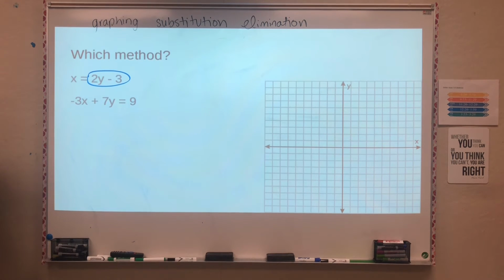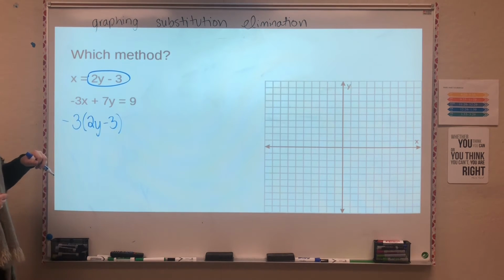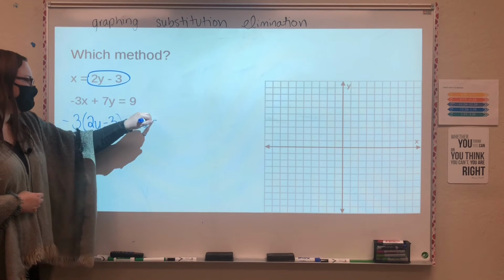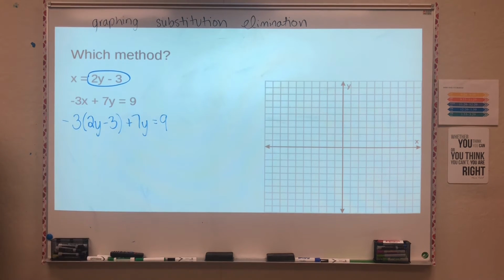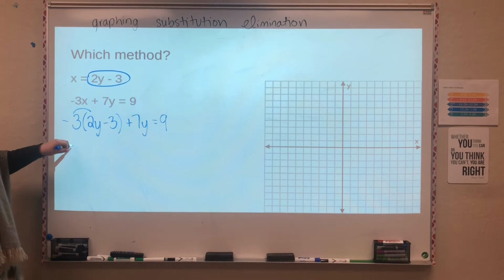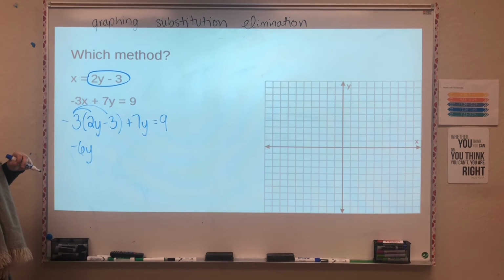So if x equals 2y minus 3, what are we doing for that? You do negative 3 parentheses 2y minus 3 plus 7y equals 9. Beautiful. Now what? And then from there you distribute the negative 3, so it would be negative 6y plus 9. You got it. Plus 7y equals 9.